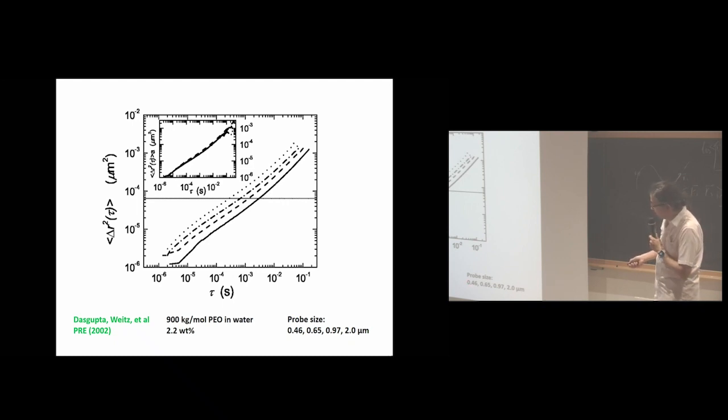If it's smaller, it's not easy to have multiple scattering. For DLS, it works. If it's too big in water, it sediments. So 3 microns is almost the limit.